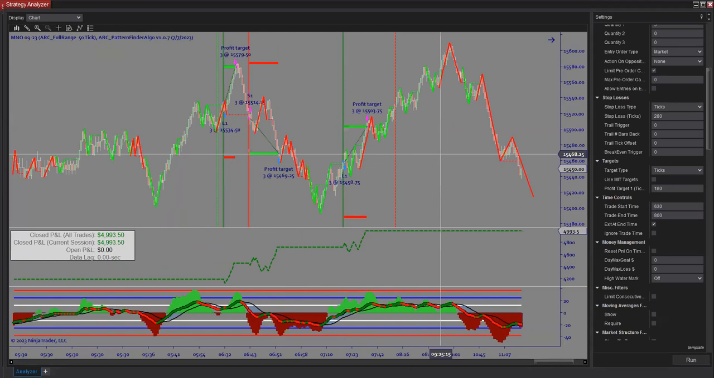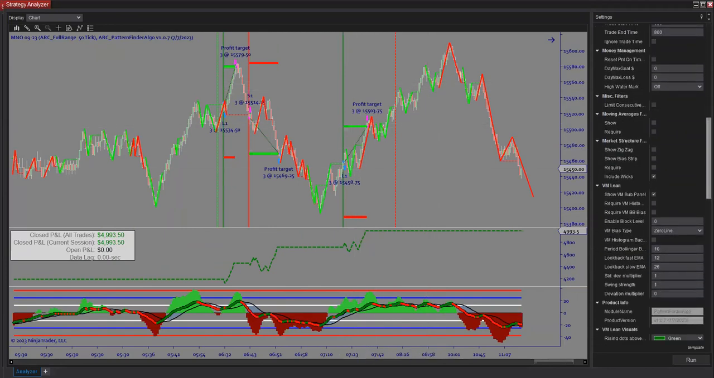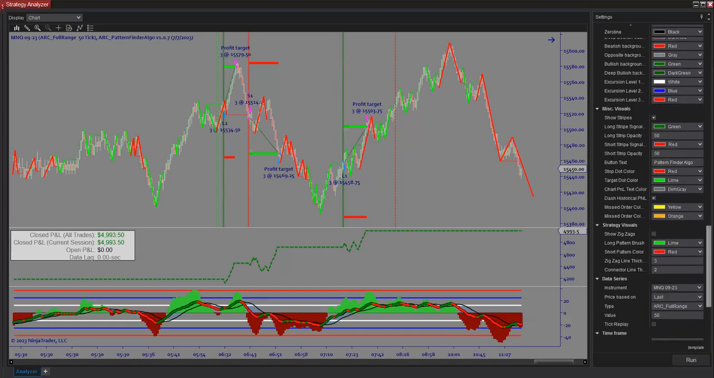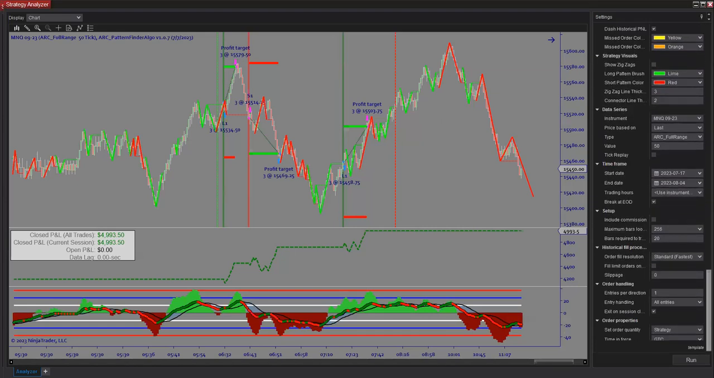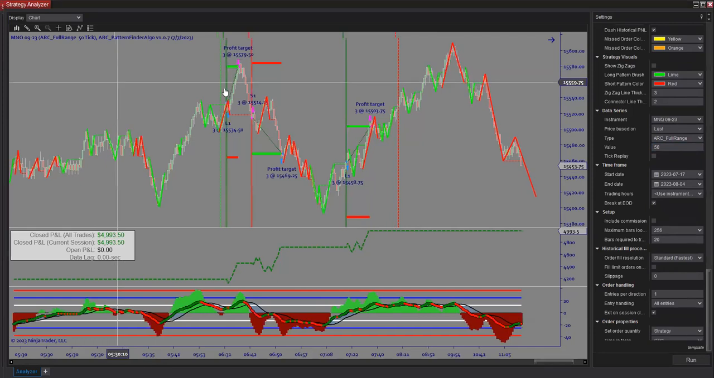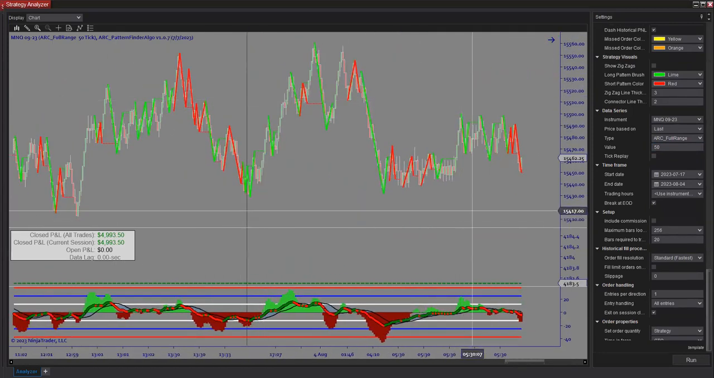You may trade different timeframes, different markets, but we're running these on range charts because the zigzags are very, very clean to see. This is on a 50 range bar, 50 tick range bar. And you can see the patterns, right?